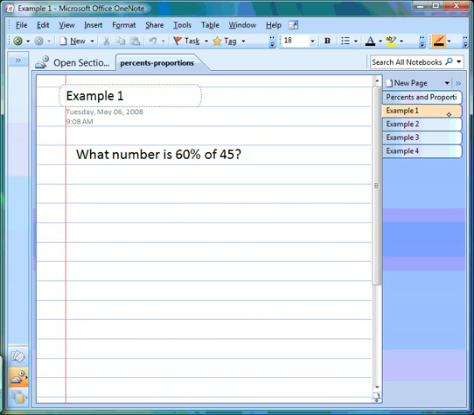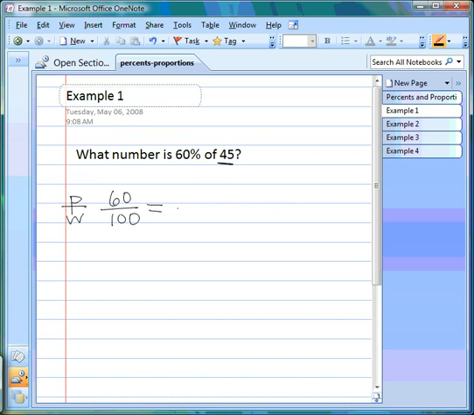Here's some examples. What number is 60% of 45? Remember, our part goes on top and our whole goes on the bottom. So for our percentage, we would have 60 over 100. 100 is always the whole part of a percentage. Now the question says, what number is 60% of 45? So what number is 60% of 45?